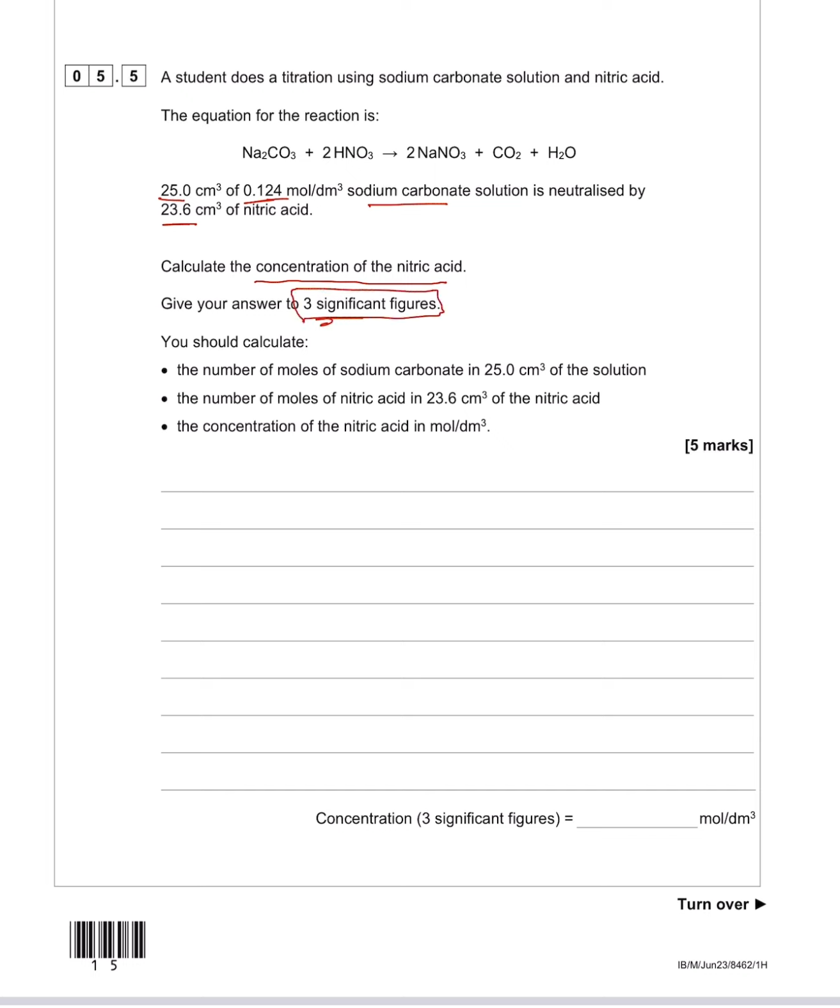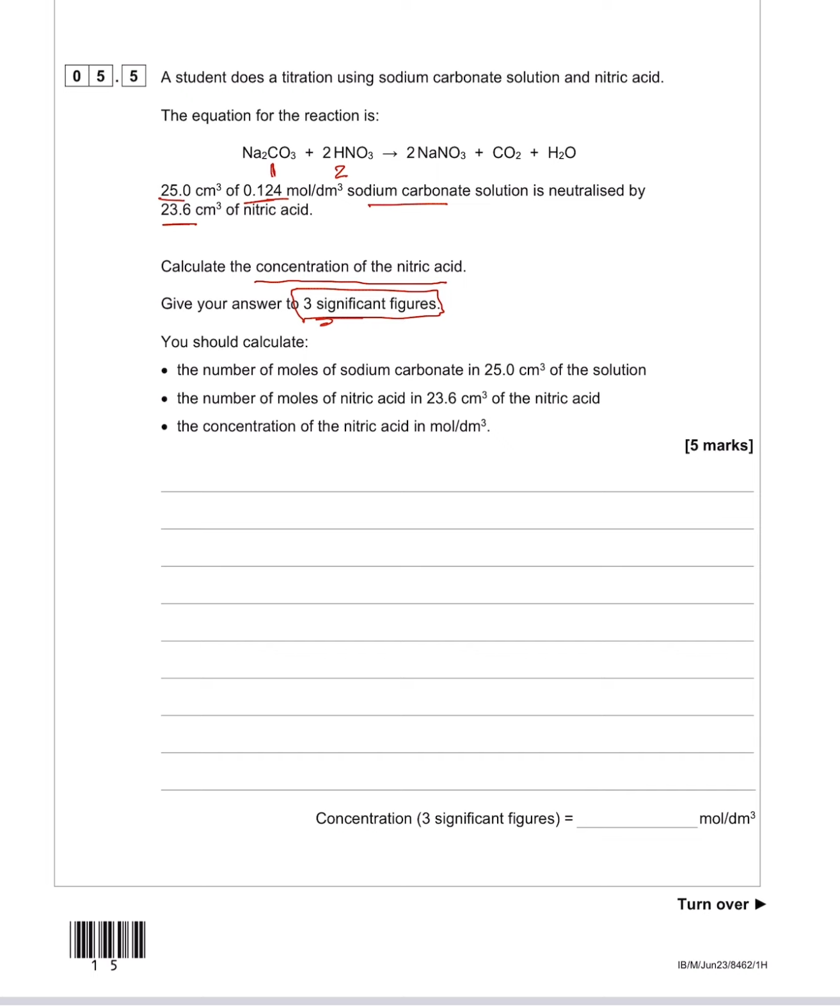The second thing is that you need to notice the balanced equation. In this equation, you notice that 1 mole of sodium carbonate reacts with 2 moles of nitric acid, which means whatever number of moles we find for the sodium carbonate, nitric acid will have to be double that number of moles.